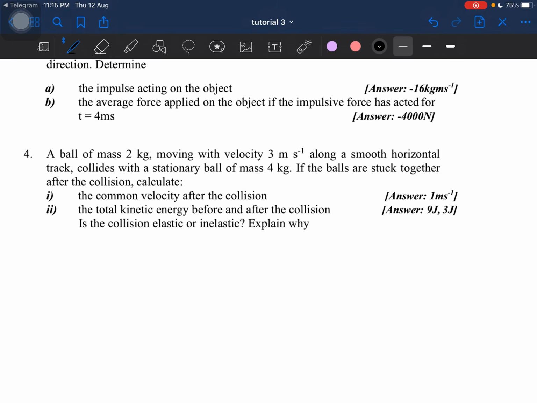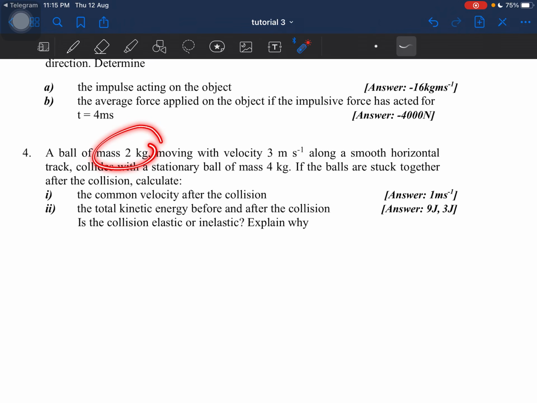Right, question 4. A ball of mass 2 kg is moving with a velocity of 3 meters per second along a smooth horizontal track, collides with a stationary ball of mass 4 kg. If the balls are stuck together after the collision, calculate the common velocity after the collision, as well as the total kinetic energy before and after the collision, and state whether the collision is elastic or inelastic, hence explain why.